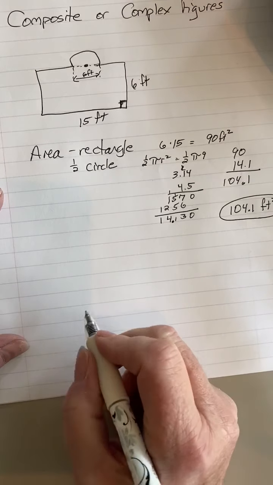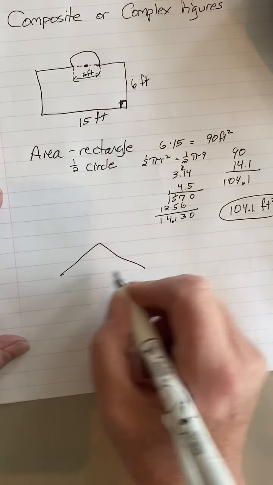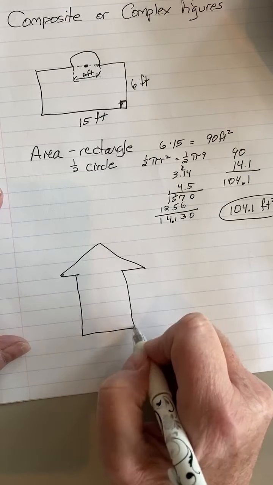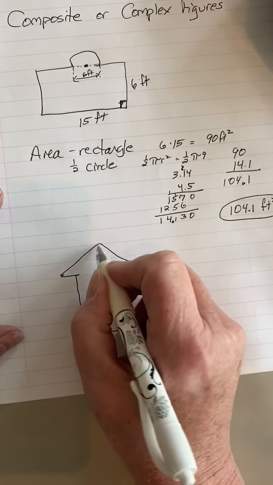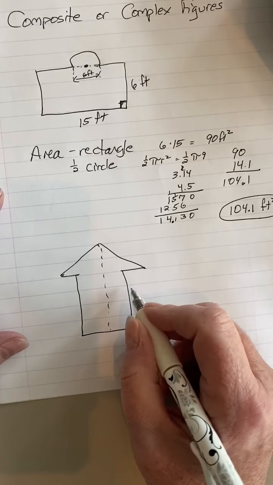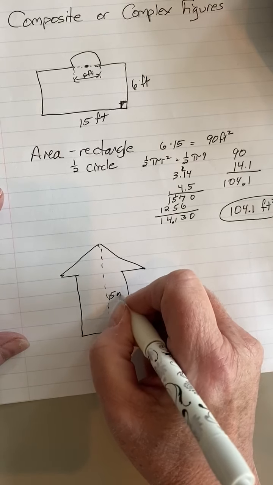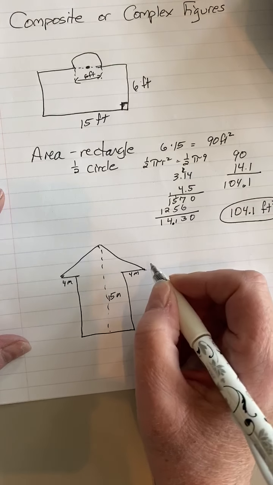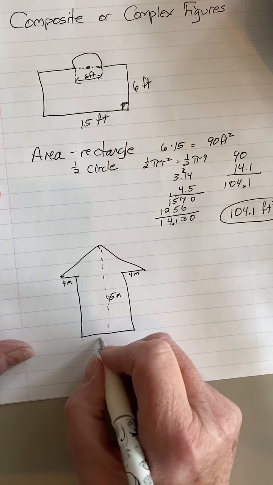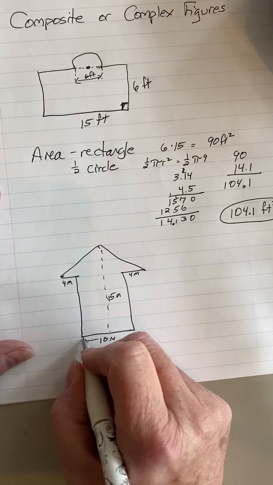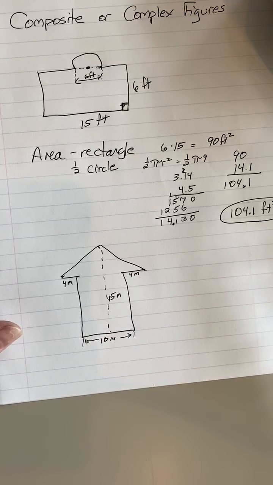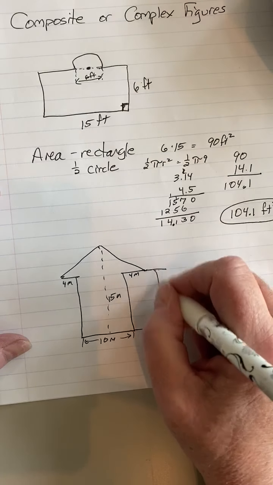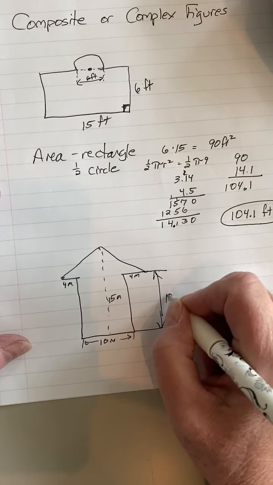Let's say our next figure here, we've got something that looks a little bit like this. Okay, and I've got some measures. I've got a nice vertical here that they are calling 15 meters. I've got 4 meters and 4 meters here. I've got 10 meters here to here. And I've got 10 meters here to here. So this is also 10 meters.